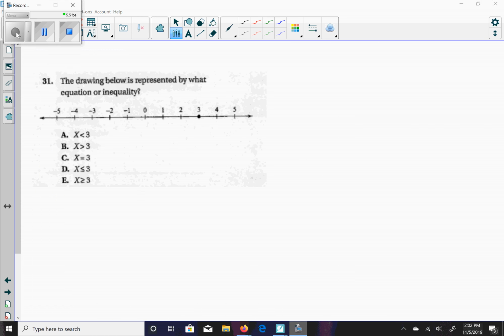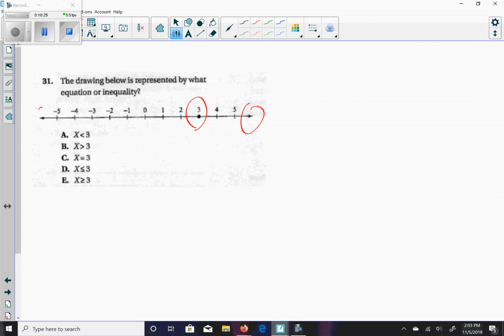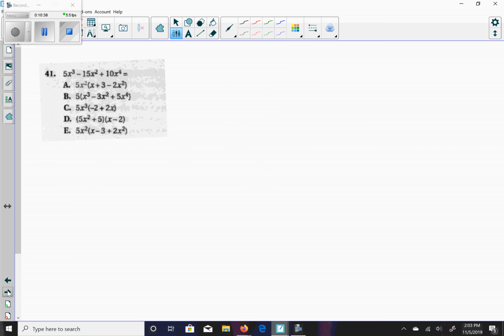Number 31. When I look at this graph, the only thing that I see highlighted is that the 3 is marked and then nothing else. I saw this arrow first, but then I have this arrow here. So there's no line, it's just a dot at 3, which means the correct answer is going to be x is equal to 3. There is no inequality, it's just an equation.